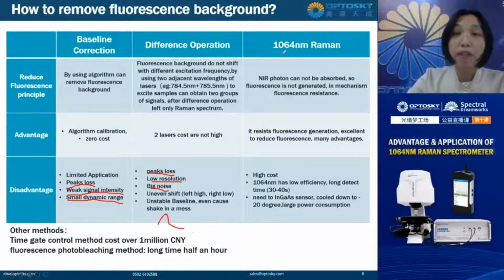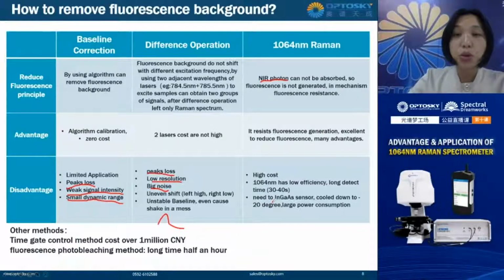And also we have 1064 Raman spectrometers, which can be used to remove the fluorescence background, because as we introduced before, near infrared photons cannot be absorbed. So fluorescence cannot be generated. It mechanically resists the fluorescence generation, so it has many advantages.